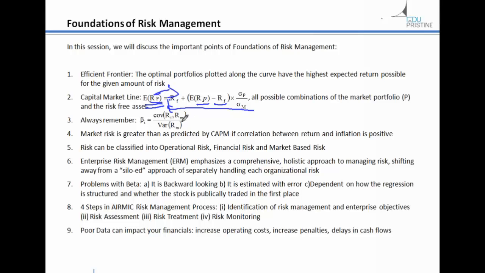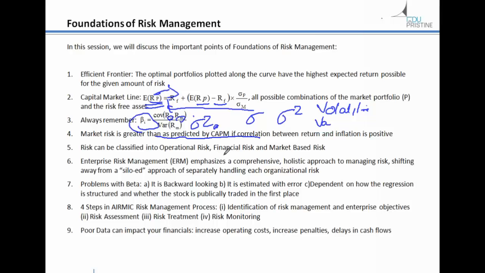Okay, another formula is beta, a concept which is very important from all the 4 modules, especially in foundations and quant. That is the covariance of the return on asset i and the return on the market, upon the variance of the market. Never confuse yourself between standard deviation and variance. Keep this point in mind. Just to confuse you, you'll be given the volatility but not the variance, so you have to square it to get the variance. Fair? Market risk is greater than predicted by CAPM if the correlation between return and inflation is positive.